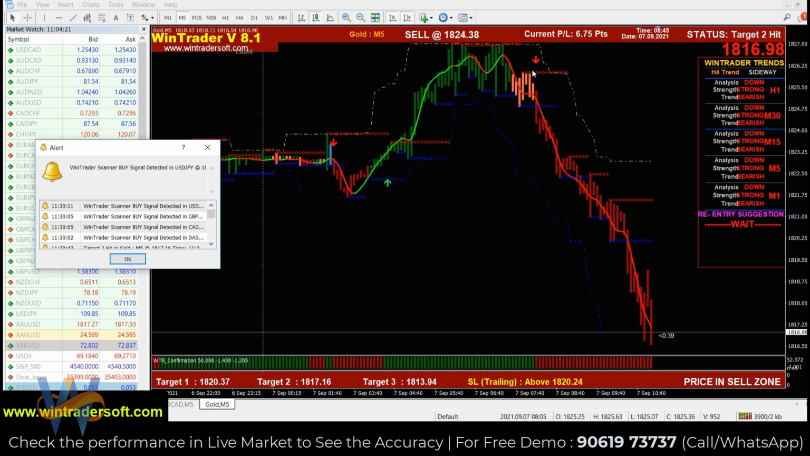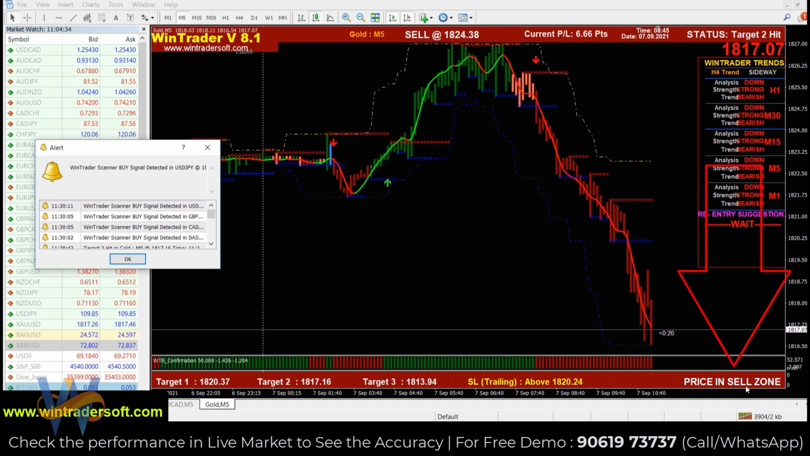Now we have to check how to check the confirmation. Currently the sell signal is active. If it is a sell signal, the first and main confirmation you have to check is below: you can see price in sell zone. That is the first and main confirmation. If it is a sell signal, then the price should be in the sell zone.